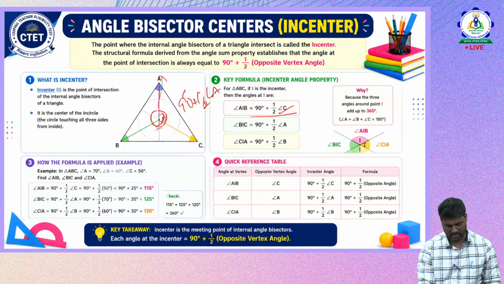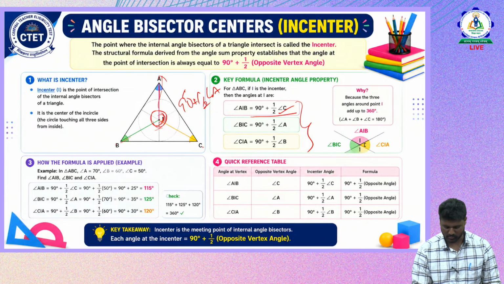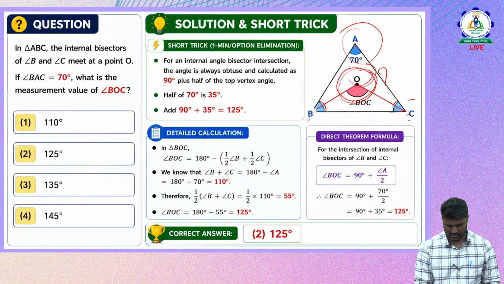Similarly for CIA, it is the opposite of the point where the bisectors meet, so the formula becomes 90 plus angle B by 2. Okay, so these are the basic formulas. When they ask about angle bisectors, you have to remember them. In this case, what will happen?